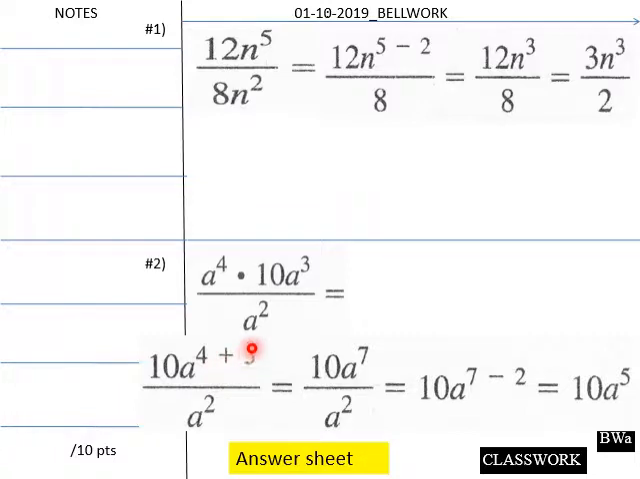10a to the 4 plus 3 here. And then we still have an a squared in the denominator. This becomes 10a to the 7th, and then we go 10a to the 7 minus 2 to factor in this denominator of exponents, and we come with 10a to the 5th power for number 2.